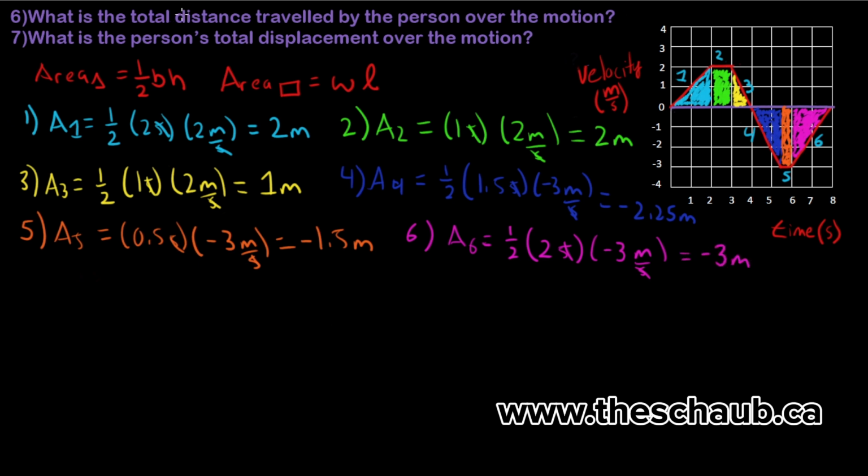We're now ready to answer our questions. Our questions look extremely similar. The only difference is in question 6, we're asked for the distance, and in question 7, we're asked for the displacement. So what questions 6 and 7 are really asking is, do you know the difference between distance and displacement? Distance is how far we travel, irrespective of the direction we're going. Displacement is how far we end up from where we started. How far are you displaced from your starting point?